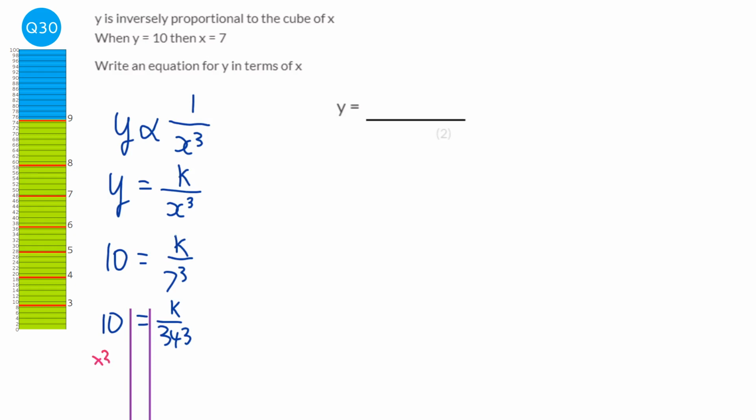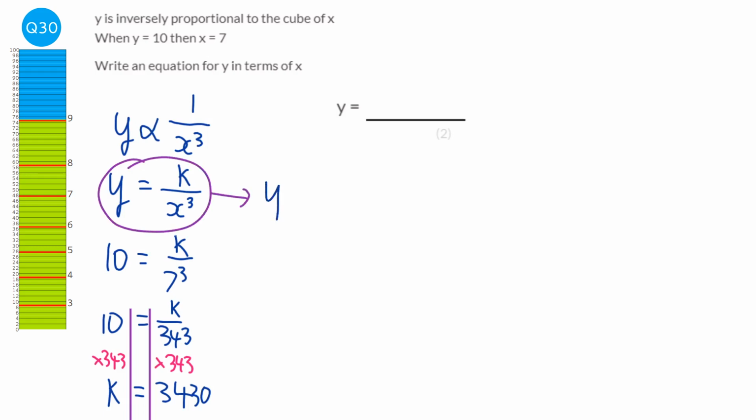So times by 343 both sides to find out what k is. And I'm just going to swap them around just to give myself a bit more space. And we're going to have k on the left hand side here. So that'll be 3,430. So k is 3,430. So what I'm going to do is just rewrite this equation here. But we know what k is now, so it's y equals 3,430 over x cubed, and that actually is our answer.